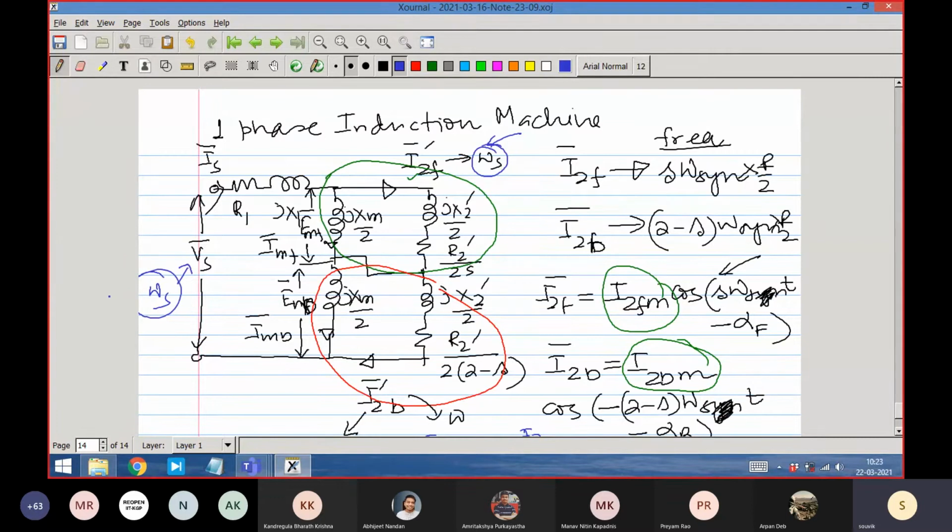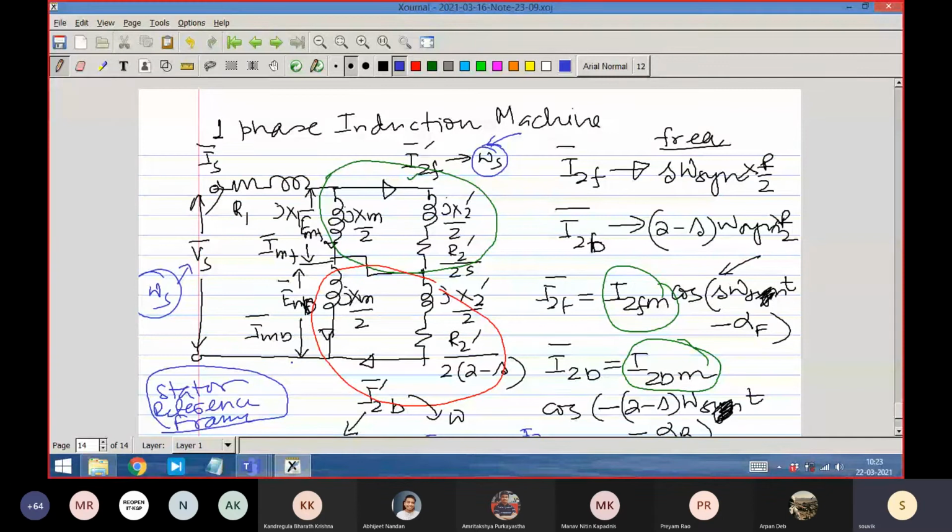This clarity in thought should be there. We are seeing everything from the stator reference frame. The observer is sitting on the stator, but had the observer sat on the rotor, that person would have seen a different thing. That person would have seen that the rotor current has two frequencies. That would have been his or her observation.